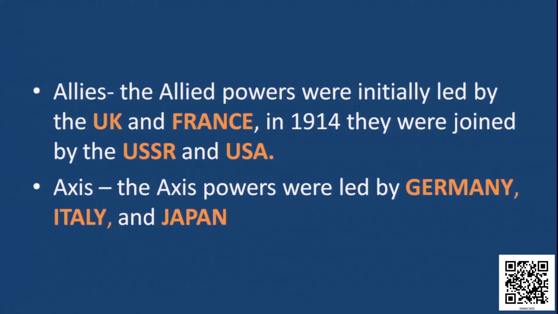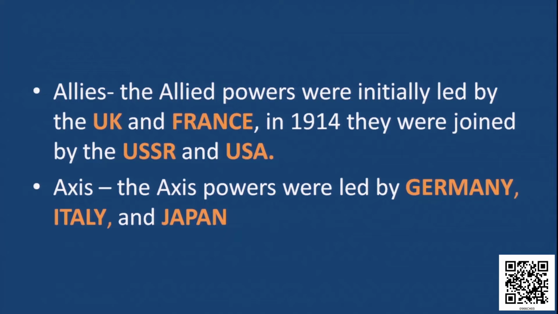During that period of time, it was the beginning of the 1940s. The story starts with the beginning of the 1940s. Try to understand, students, it is a very fascinating story. What the father was talking about: the Allied powers, initially led by the UK and France in 1914, were joined by the USSR and the USA. It means in the Allied group there were four major powerful countries: UK, France, USSR, which is today part of Russia, and USA.